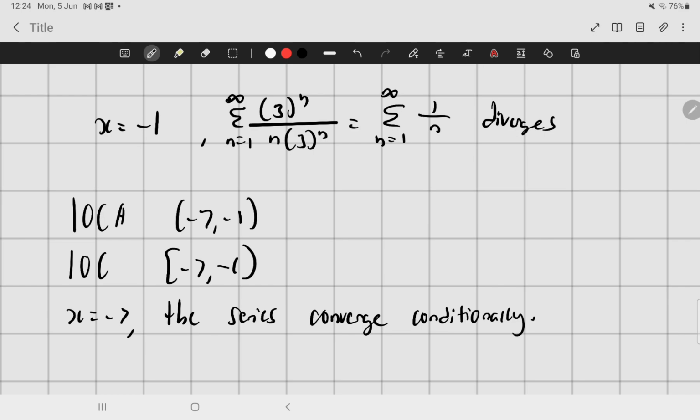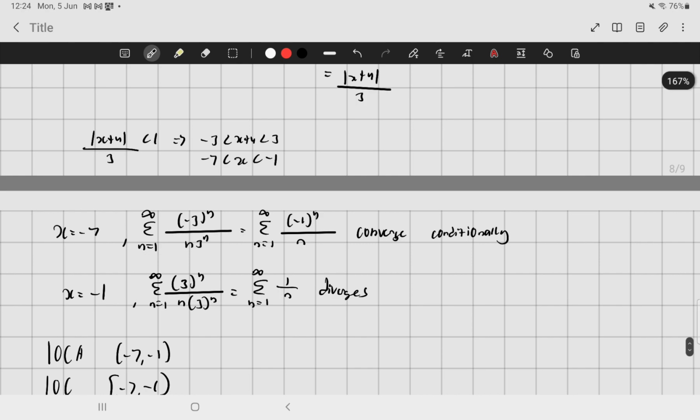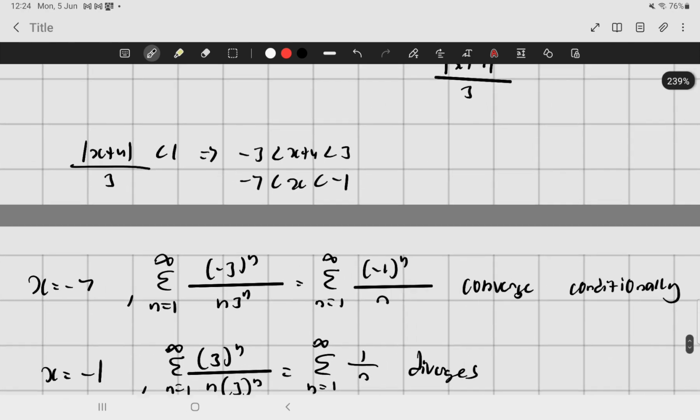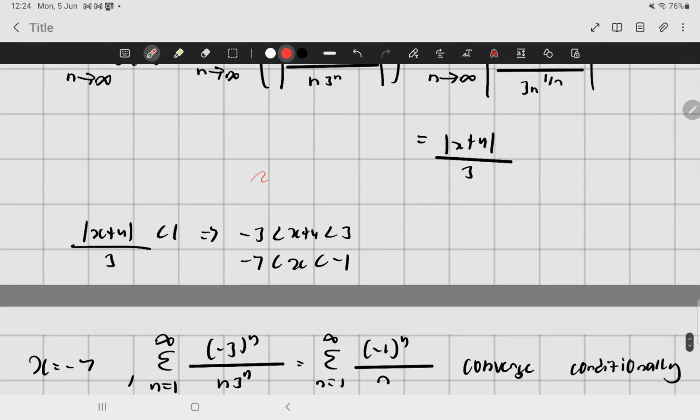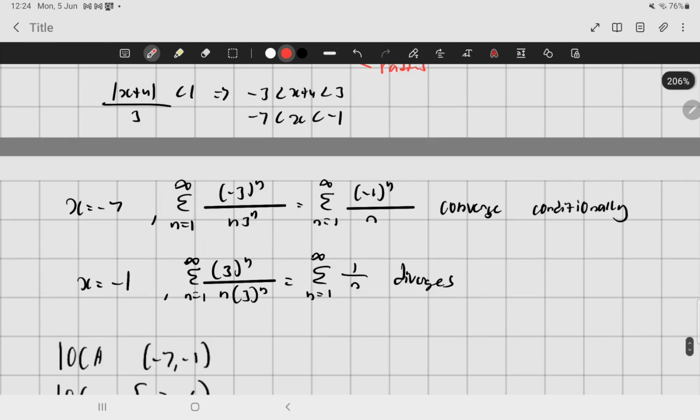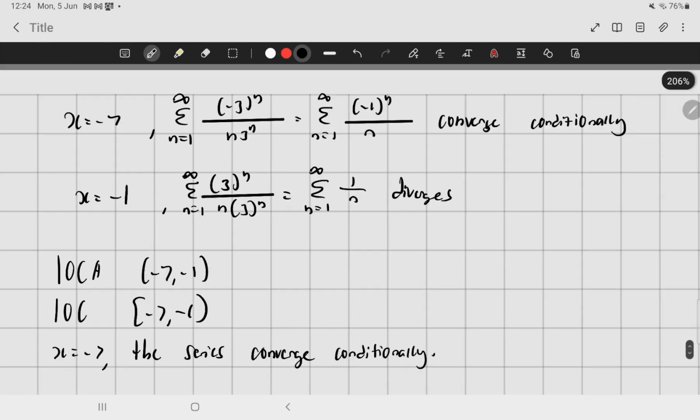So that is for question 45. Oh, and the radius is 3. Forgot to mention, this is our radius right here. Let me make it red pen here. This is our radius.